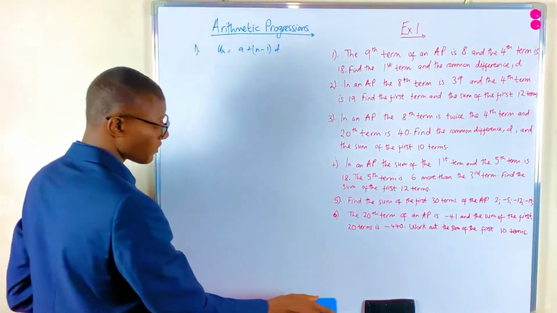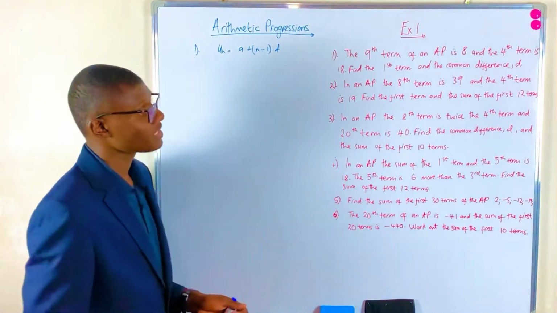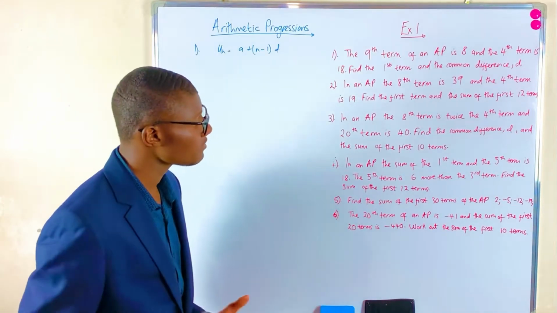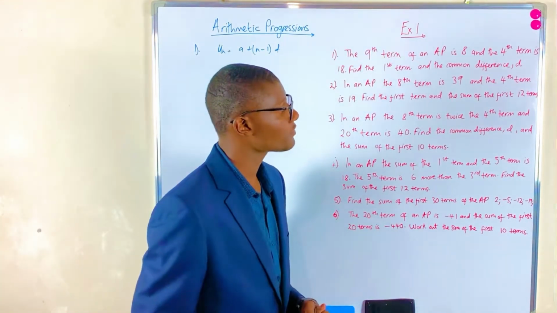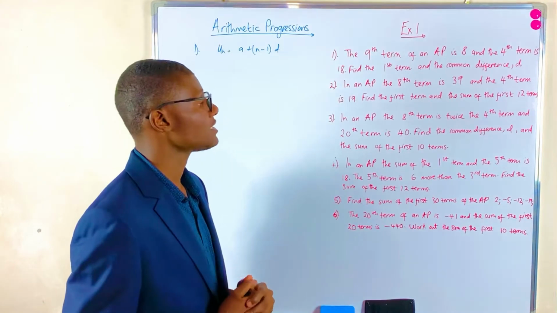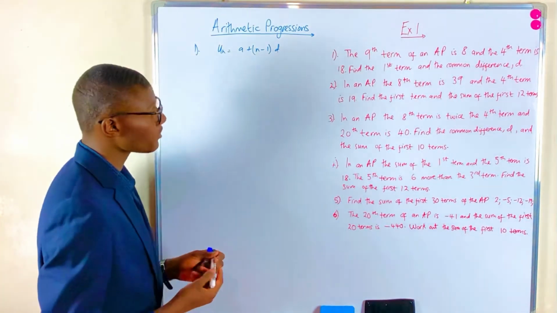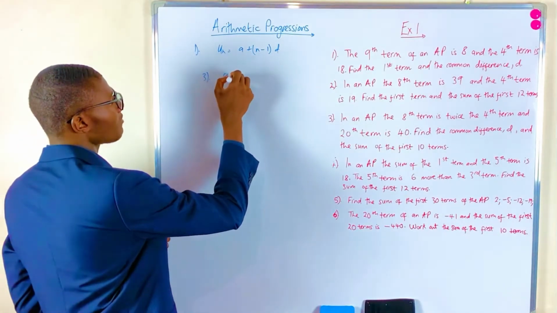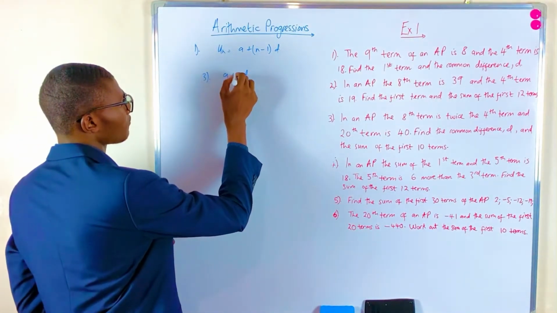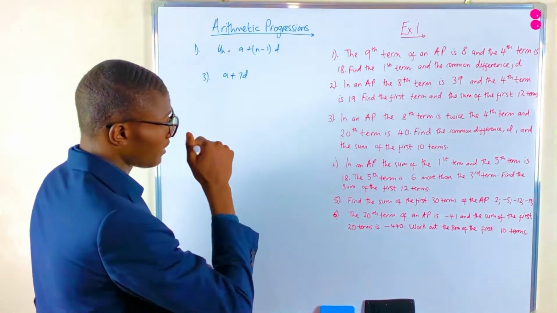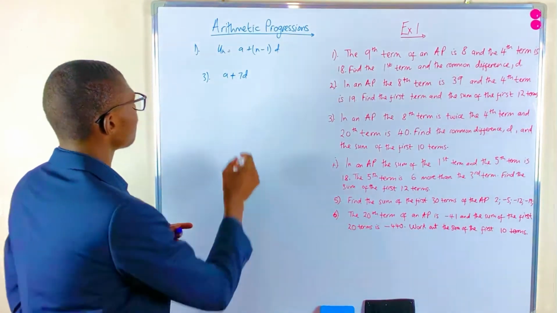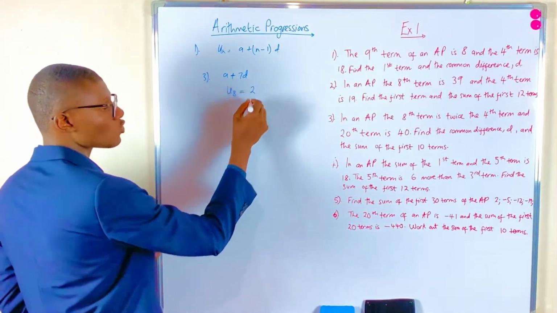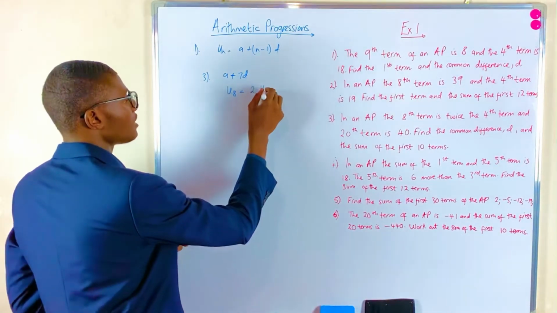Okay, so number 3 says in an arithmetic progression, the 8th term is twice the 4th term and the 20th term is 40. Find the common difference d and the sum of the first 10 terms. So for number 3, what do we know? We know that the 8th term shall be a plus 7d. And this 8th term, u8, is twice the 4th term, u4.